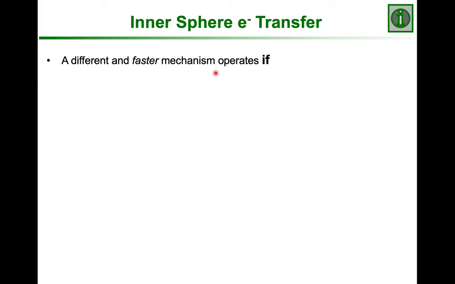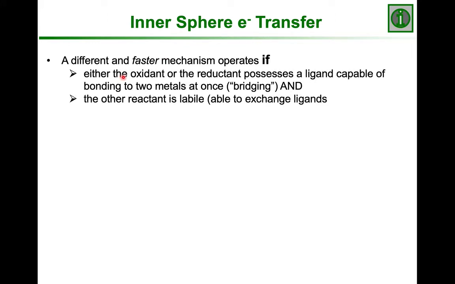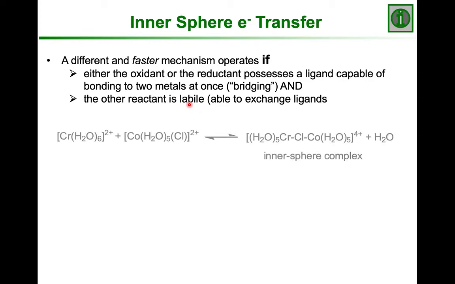A different, faster mechanism can operate sometimes, and this is called an inner sphere electron transfer. Either the oxidant or the reductant must possess a ligand that's capable of bridging the two metal centers. That means that it has at least 2 lone pairs in the ligand. And the other reactant must be labile. It must be able to open up a site on itself.